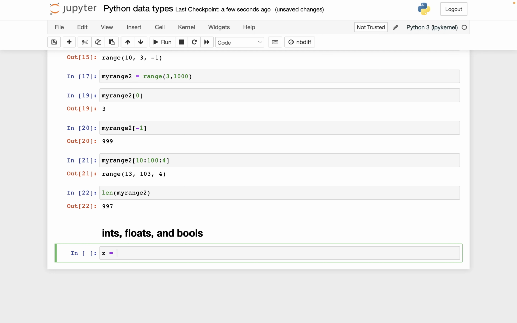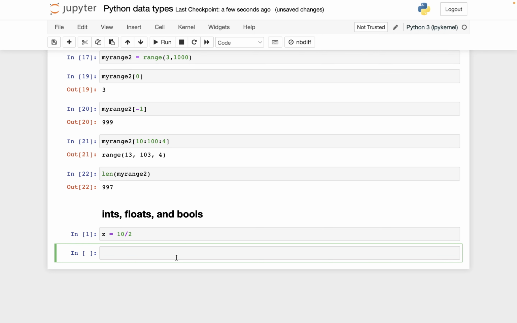So to start out, let's define z to be 10 divided by 2. And I can ask true or false, is this equal to 5? And you do this the same way you would in MATLAB. You use two equal signs. So one equal sign is for assignment, assign z to have the value 10 divided by 2. And two equal signs is for true or false, are they equal?